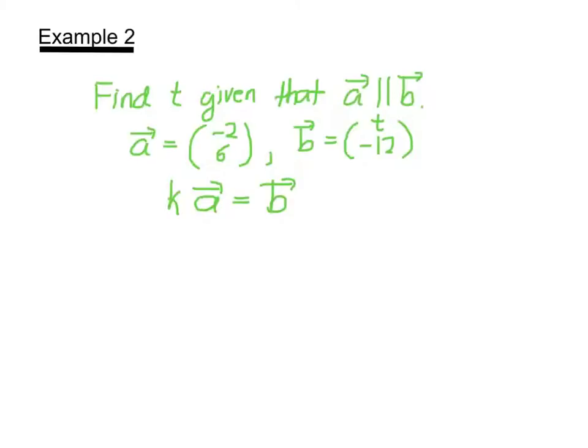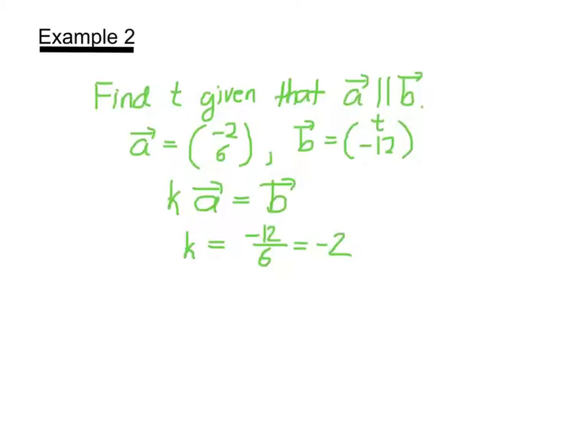In this case, I need to find k, so I need to divide the y component of B by the y component of A. And that gets me negative 2. And I can check that because if I multiply the y component of A by negative 2, I get the y component of B.